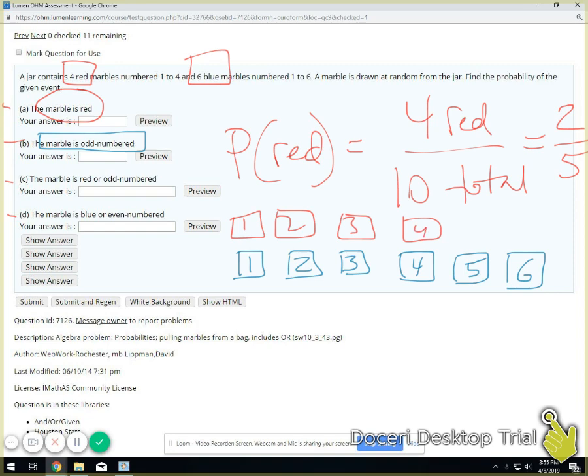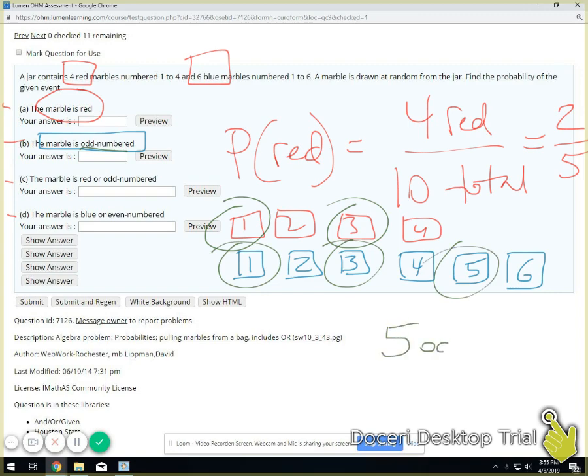What is the question? The question is to find the chance of picking an odd numbered marble. So we have odd numbered marble, odd, odd, odd, and odd. Altogether, there are 5 odd numbered marbles, regardless of the color, out of the total of 10. So it's a 1/2 chance of picking an odd numbered marble.